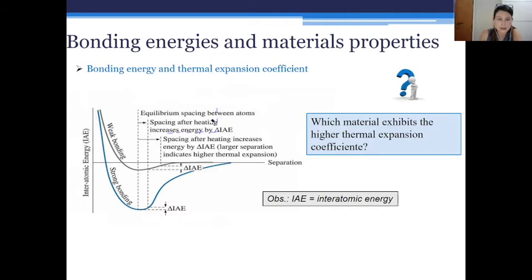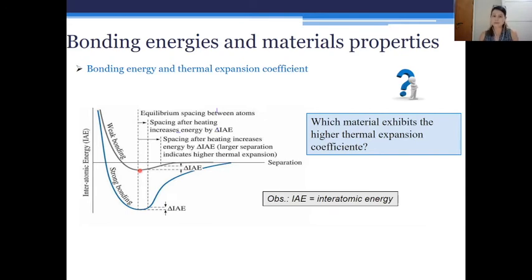And now let's have a look at some thermal properties and the relationship between the bonding energy and, first, the expansion coefficient. So here also we have two examples of energy curve as a function of the interatomic distance. And so we are going to examine which of them has a higher thermal expansion coefficient.